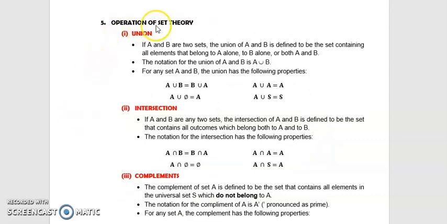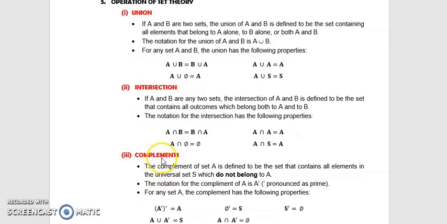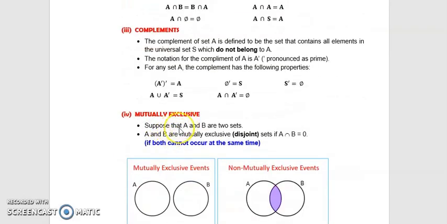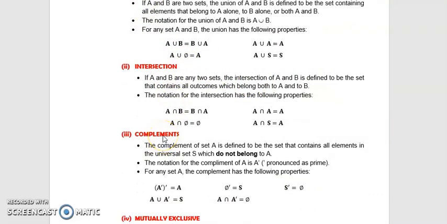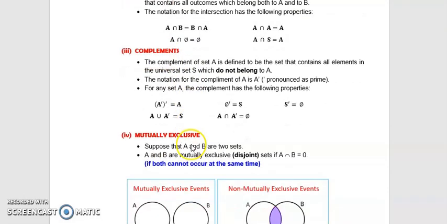Now under operations of set theory, what you need to know are the union, intersection, complement, and mutually exclusive events. Later on we will look at them in detail. For union, intersection and complements, we will look at them in detail under the rules of probability.